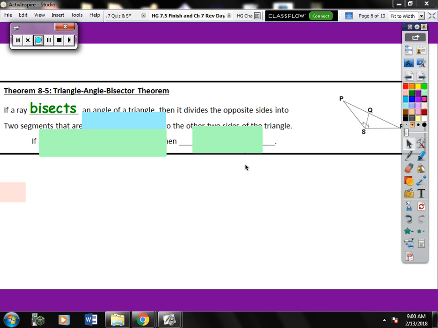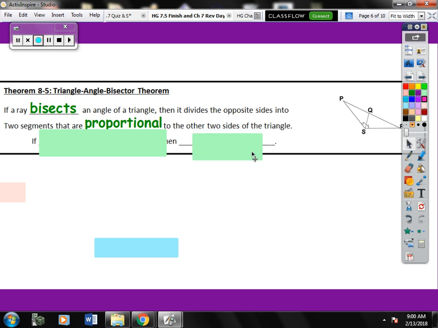If a ray bisects an angle of a triangle, then it divides the opposite side into two segments that are, keyword for this whole chapter, proportional to the other two sides of the triangle. So the angle bisector will divide the triangle proportionally, so that these two segments will be proportional to these two segments. So I probably have them using letters.